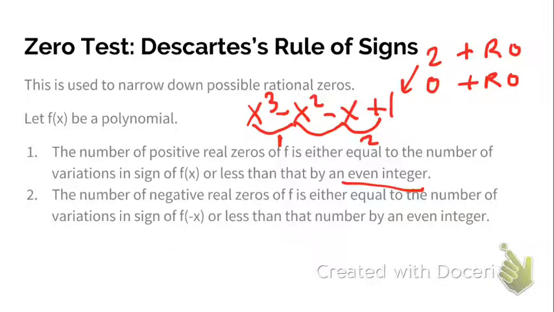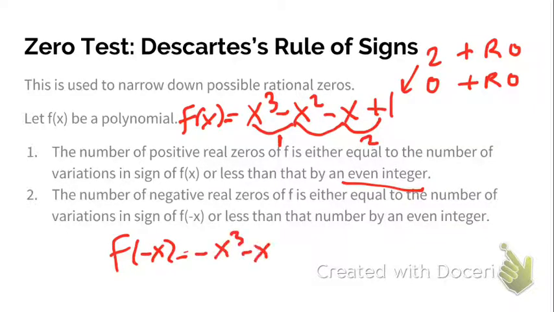Then if you plug in negative x, so if that's f of x, f of negative x would be negative x cubed minus x squared plus x plus 1. This is going to have, so from negative x cubed to negative x squared, that's no sign changes. And then from here to here, there's one sign change. And then from positive x to positive 1, there's one sign change.